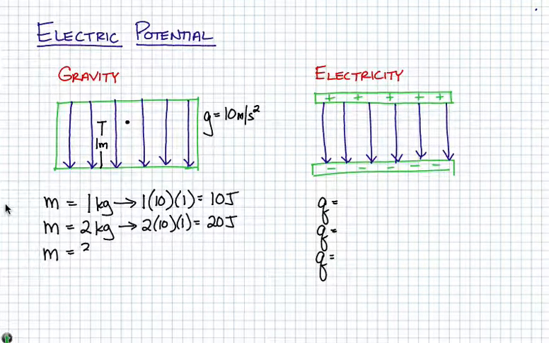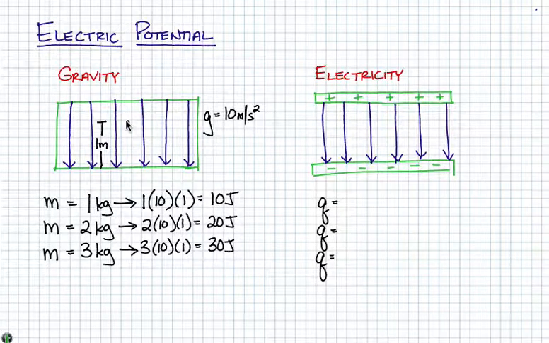One more time, if I were to place 3 kilograms at that location, 3 times my acceleration due to gravity times my height is going to give me 30 joules of energy. So you can see here when I plug in specific masses, I get specific potential energies. When we're talking about potential as opposed to potential energy, these are the actual energies I get. But if you take a look here, when I plug in 1 kilogram, I get 10 joules. 2 kilograms gets me 20 joules. 3 kilograms gets me 30 joules.